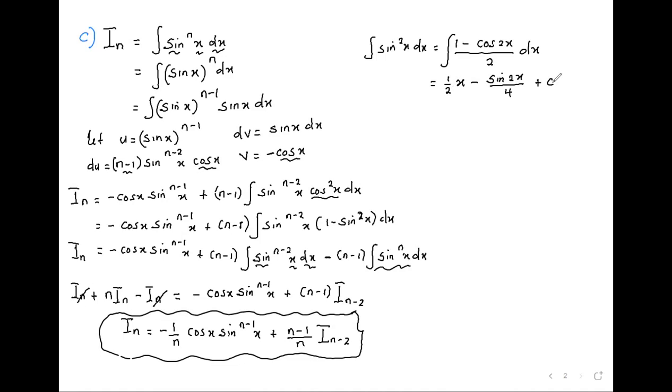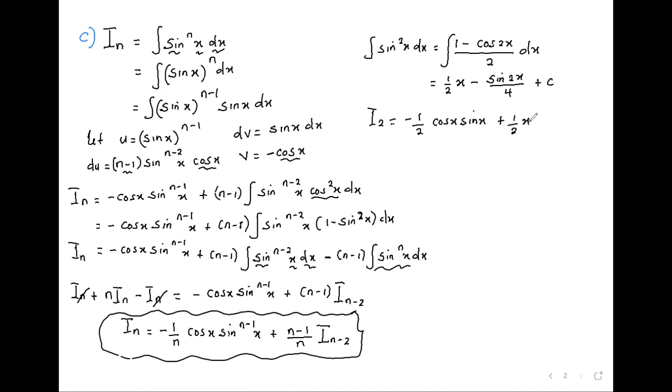So now if we are to place this one here, I_2, let's see how it's going to be. We'll have negative 1 over 2 cos x, and then sine^(2-1), that is sin x, and then plus (2-1) over 2, that is 1 over 2, and then I_0. I_0 meaning sine to the power 0, so it will be just like 1, so this would just be x.